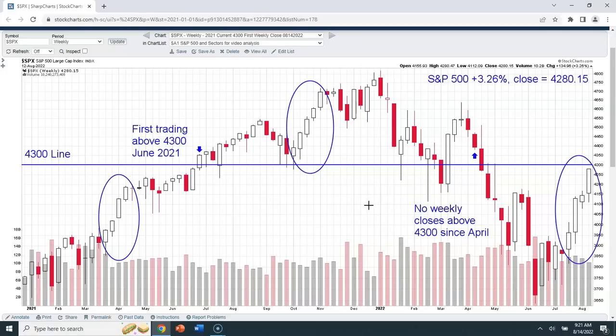I mean, I'm not trying to be negative here. I'm analyzing the data, all right? So, could we have another positive week and push above 4,300 next week? Absolutely. It could definitely happen, all right? But I think we're at a point here where any bad news on the market may start to affect us.